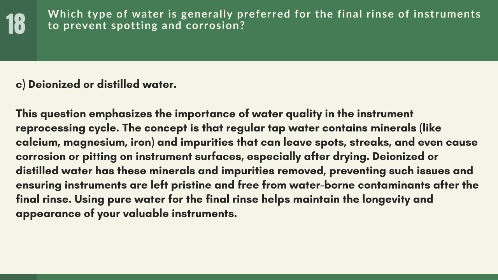This question emphasizes the importance of water quality in the instrument reprocessing cycle. The concept is that regular tap water contains minerals, like calcium, magnesium, iron, and impurities that can leave spots, streaks, and even cause corrosion or pitting on instrument surfaces, especially after drying. Deionized or distilled water has these minerals and impurities removed, preventing such issues and ensuring instruments are left pristine and free from waterborne contaminants after the final rinse. Using pure water for the final rinse helps maintain the longevity and appearance of your valuable instruments.